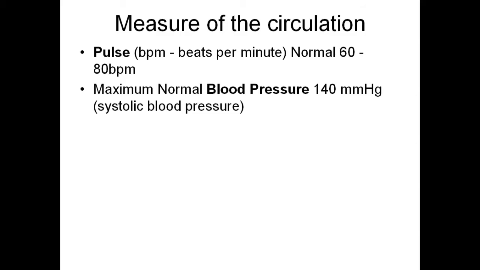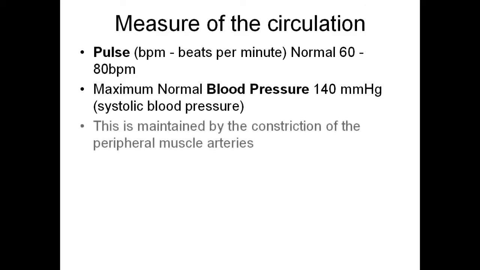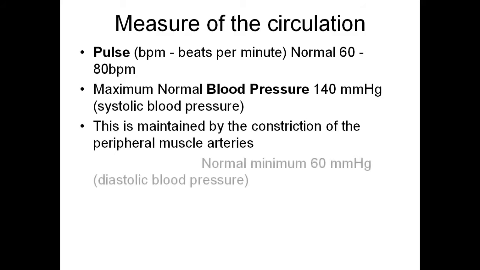If there's a maximum, then there must be a minimum. The maximum is maintained by constriction of peripheral muscle arteries, but the minimum shouldn't go below 60 millimeters of mercury, and that's a minimum when the heart is relaxed, when the heart is in diastole, and we call that the diastolic blood pressure. Systolic blood pressure and diastolic blood pressure.